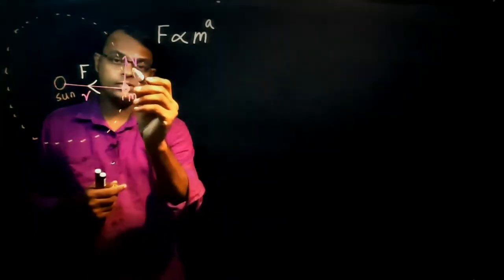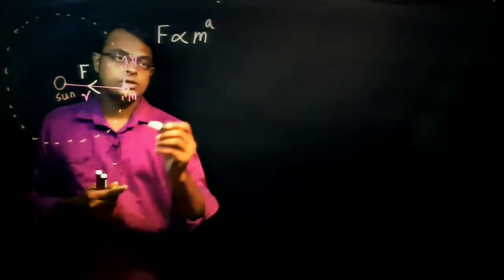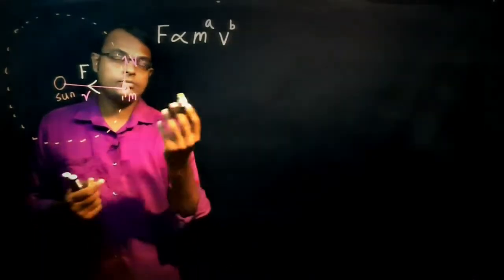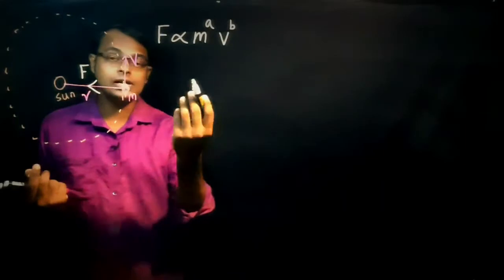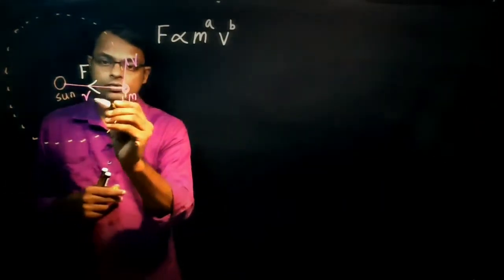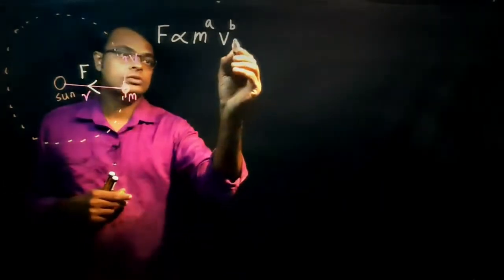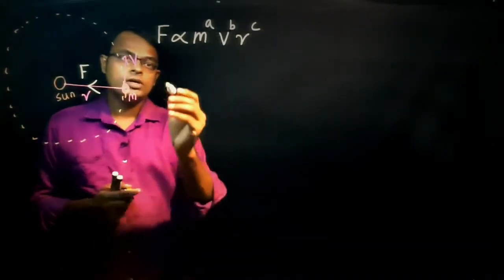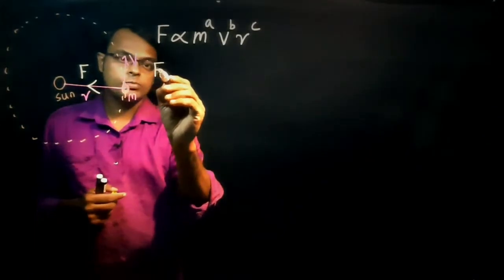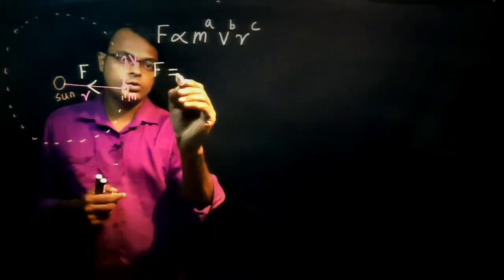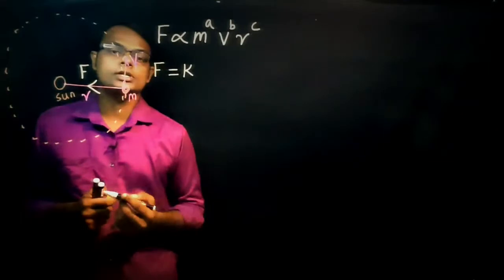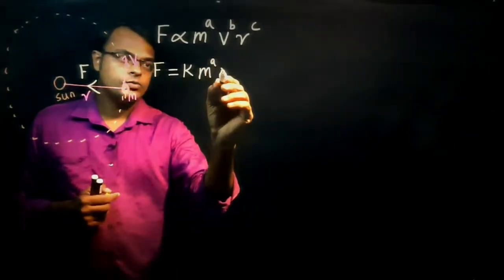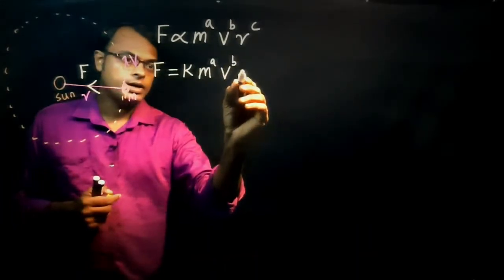Next, it may depend upon velocity, so we write v to the power b. What are a and b? Powers. We don't know the powers in this relation. And one more quantity, radius, so we write r to the power c. Now, to avoid the proportionality sign, we multiply with a constant k. So F is equal to k into m to the power a, v to the power b, and r to the power c.